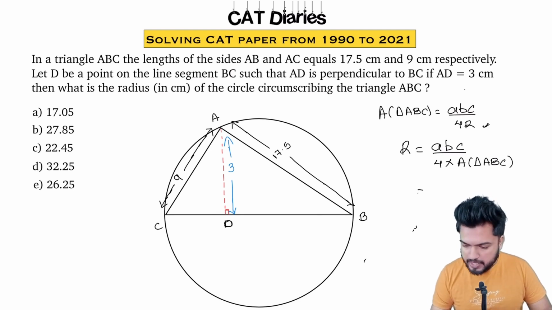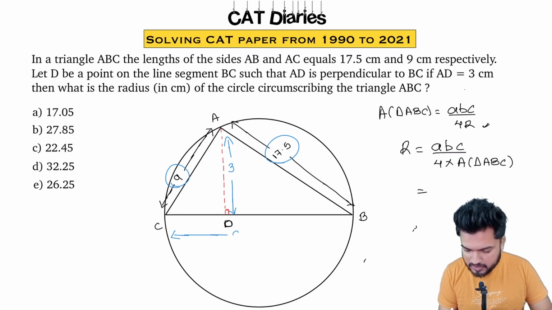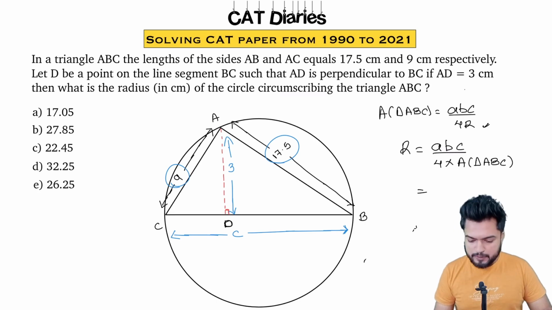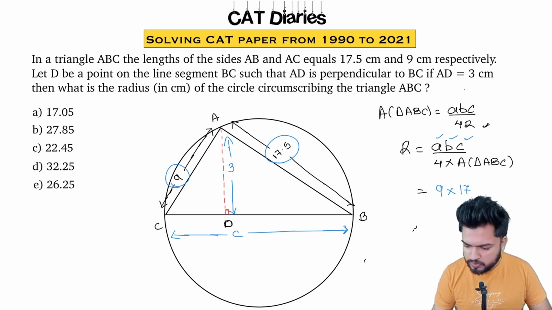Now let's say one of the sides A is 9, one of the sides B is 17.5, and this is the other side C. You can call anyone A, B and C, that doesn't matter. So I'm saying BC is equal to C. So I'll substitute the same thing, because these three A, B, C are nothing but the sides of the triangle. We had learned this as we studied this formula. So this becomes 9 into 17.5 into the third side C, which is BC, divided by 4 into area of triangle ABC.